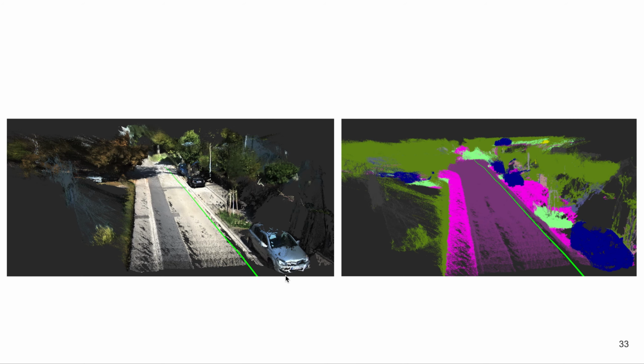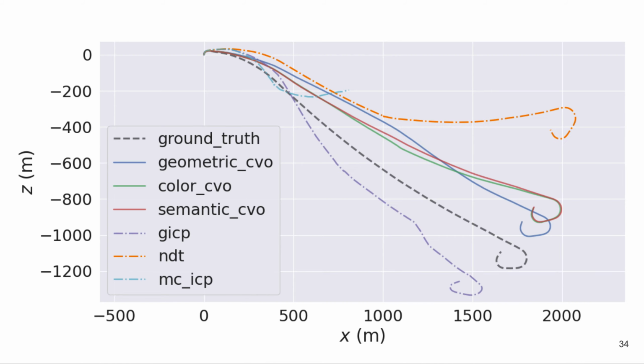This algorithm takes both the semantics and color information, as you can see on the top. This is a close look at the stacked point clouds. Still, the green trajectory is in the middle. And we can see that the roads are pretty clear. This is a qualitative comparison between the proposed methods and several baselines. The ground truth is the black dashed curve. The three solid curves are the proposed methods, and the dot-dashed curves are the baselines.